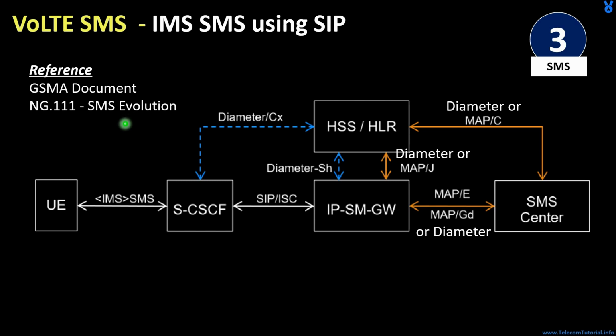There is a new node by the name of IPSM gateway, IPSM-GW, which is placed between the IMS core and the legacy domains. This IPSM gateway further communicates with HLR HSS and SMSE for handling the SMS transactions. Please note, the communication between IPSM gateway to HLR HSS and SMSE can happen either over MAP protocol, or it also supports Diameter. So it supports basically both MAP and Diameter.